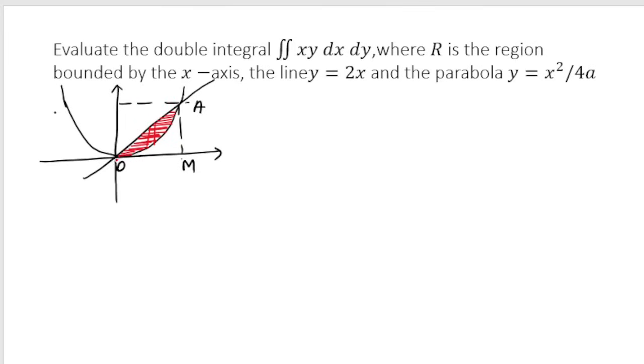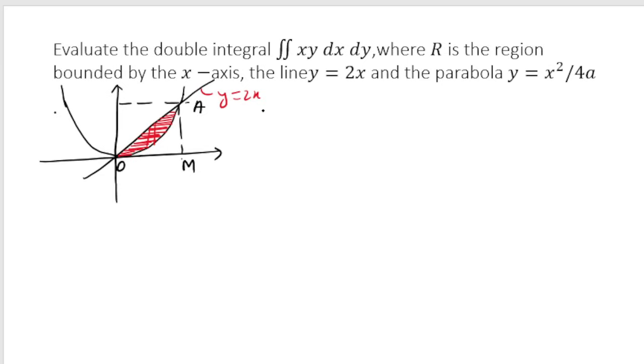Can you see? This is how this region has been covered. And just to understand it better, like I explained in the previous problem, if I draw any line, you can clearly see where the line will enter the region. The line will enter the region at this line, the line whose equation is y = 2x. And when this line comes out of the region, it will come out at the parabola. So this will help us decide the limit of x.